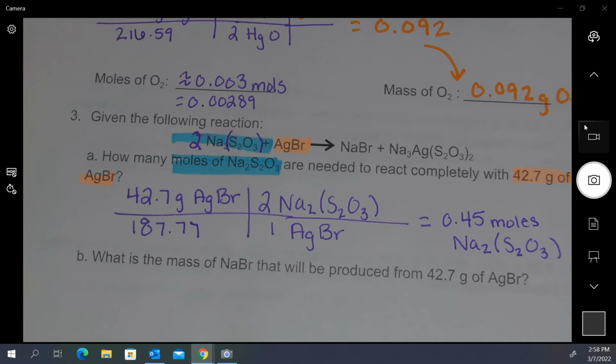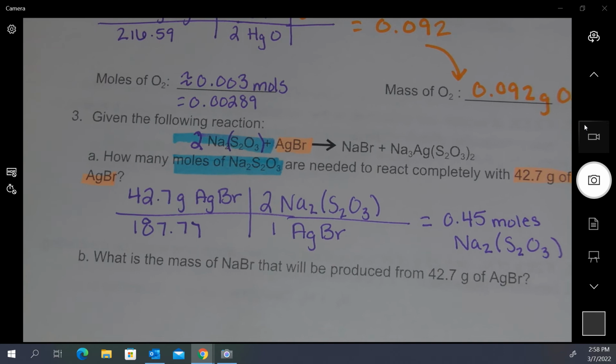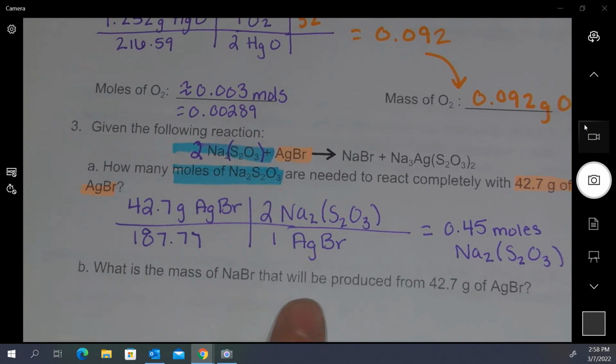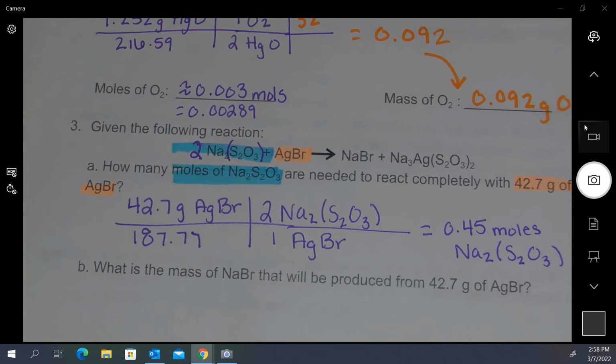All right, letter B. What is the mass of NaBr that will be produced from 42.7 grams of AgBr? If you already have this in your calculator, do you need to reset up the train tracks technically? No. What would you just need to multiply the number in your calculator by? The molar mass of NaBr. However, it wants NaBr in this problem, so yes, we are going to have to do some math.